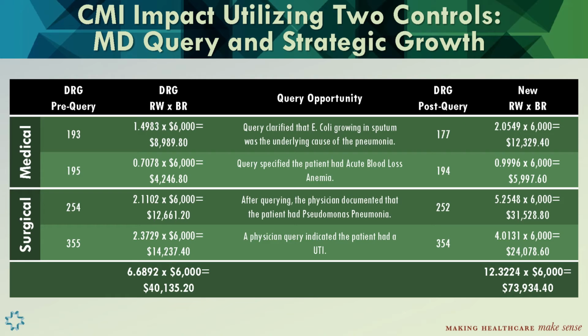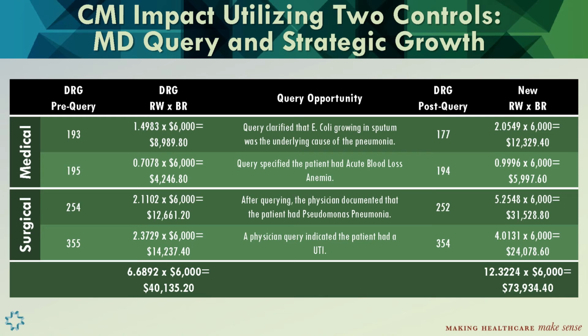For DRG 193, query and the physician changed the principal diagnosis from an unspecified pneumonia to E. coli pneumonia, causing the case to regroup to DRG 177, a higher weighted DRG. Notice the relative weight pre-query and what it changed to after the query. For DRG 195, acute blood loss anemia is a CC. The addition of the CC regrouped this case to 194, a higher weighted DRG.